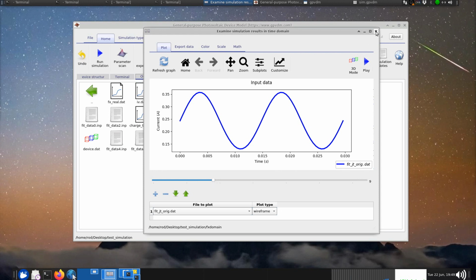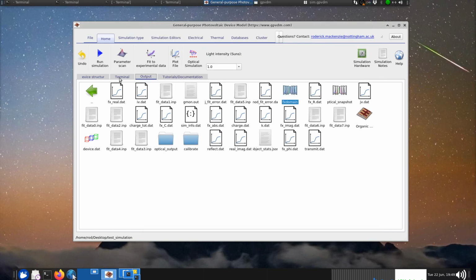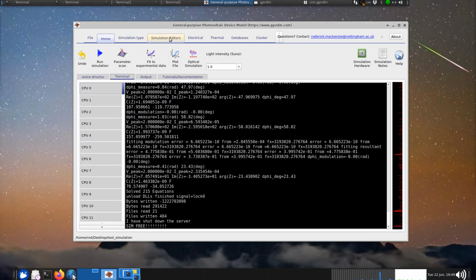I think that's really it for this video. It will not currently work with mobile ions, and it will not work with optical excitation at the moment. That will come later. So that's it, really.